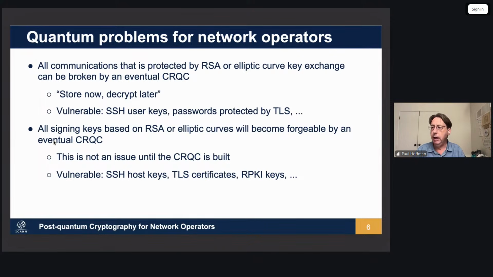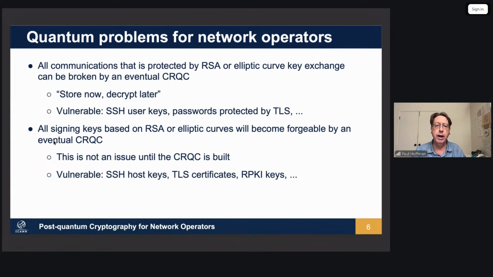Let's say today you have sent a secret over a TLS tunnel. No one can see it other than the two ends. That's all great. You're making a bank transaction, for example. Somebody who captures that can decrypt it later once they own a cryptographically relevant quantum computer.